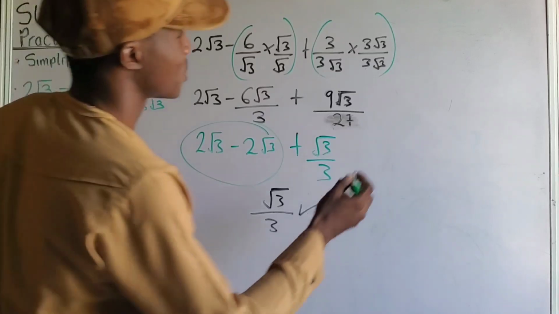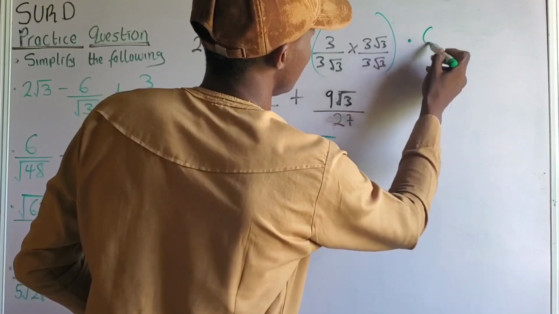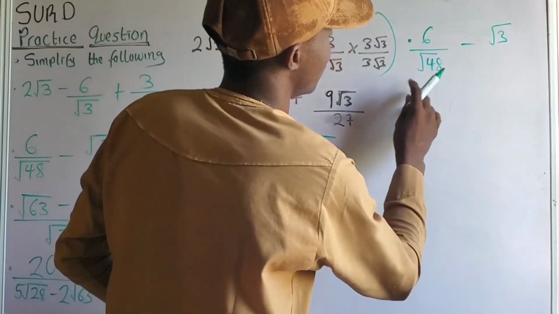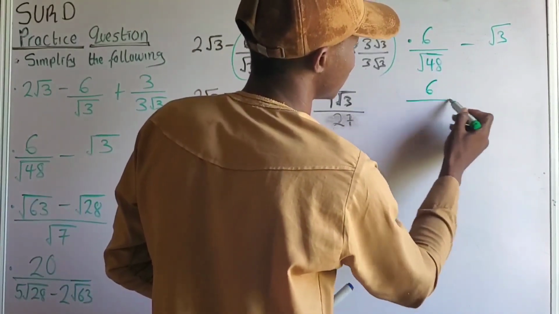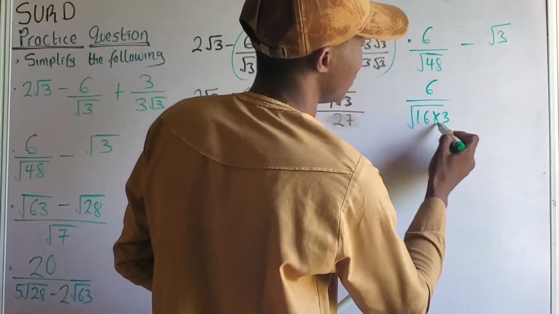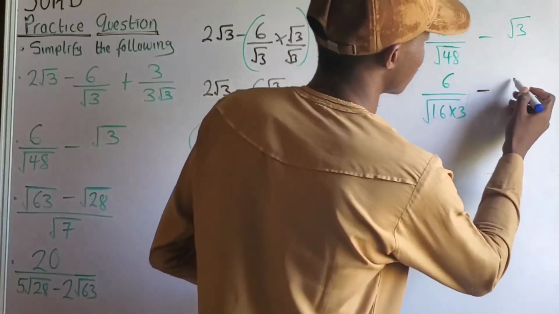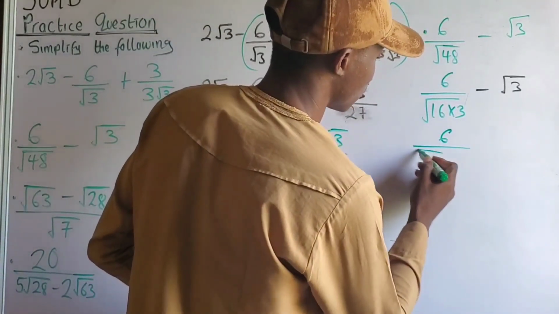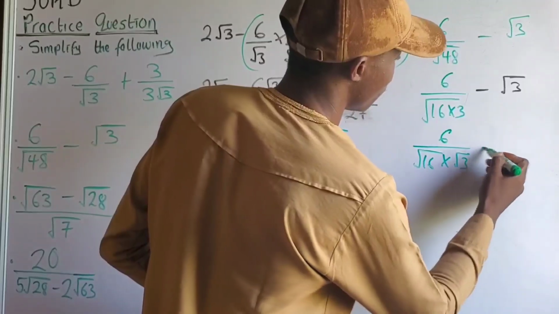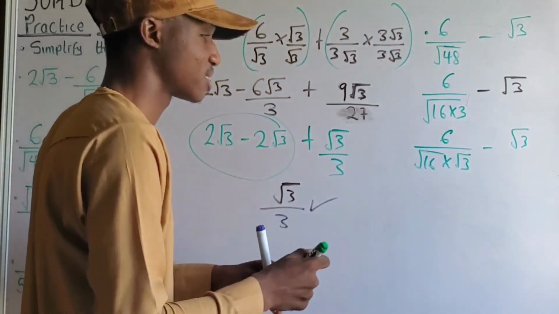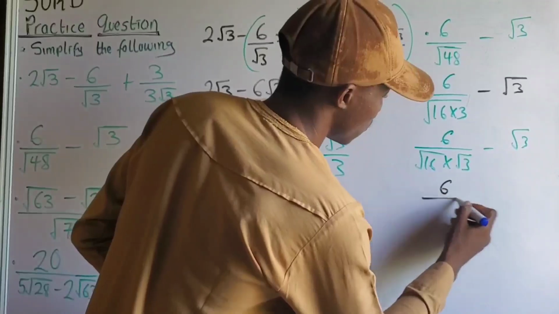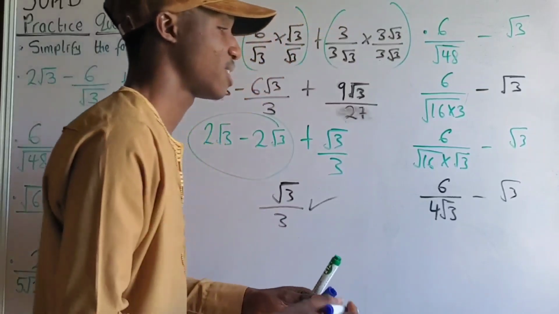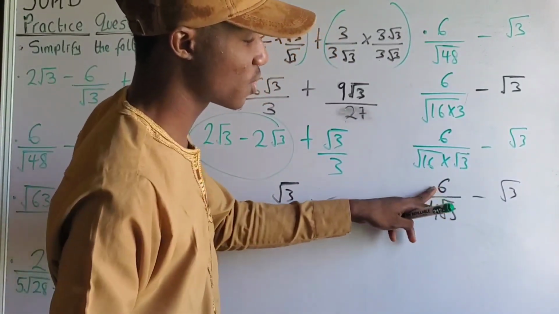So let us proceed. For the second question, we have 6 over the square root of 48 minus root 3. The square root of 48 can be written as the square root of 16 multiplied by 3. So I'm going to have minus root 3. Then 6 over the square root of 16 times the square root of 3, minus root 3. The square root of 16 will give us 4. So I'm going to have 6 over 4 root 3 minus root 3. I can still reduce this because 2 can divide 6.